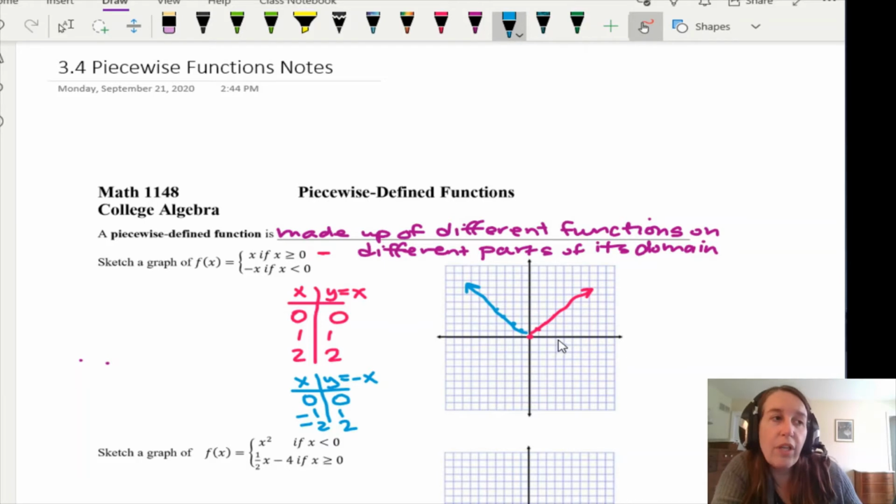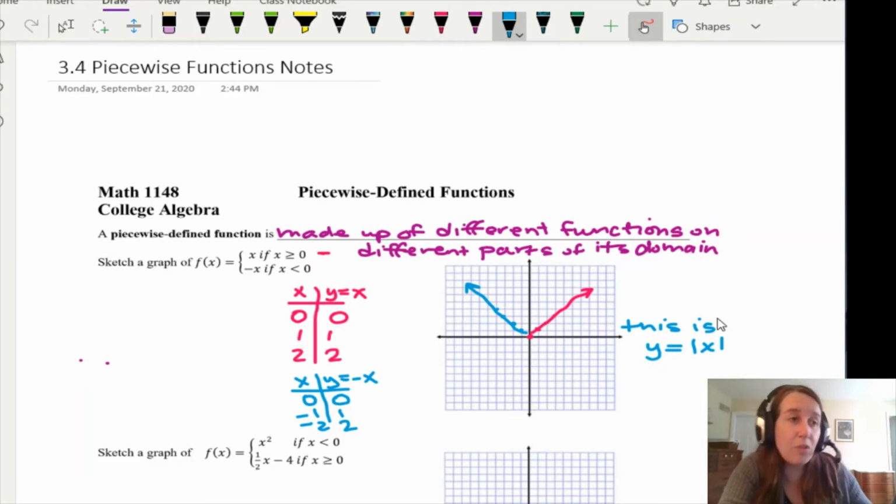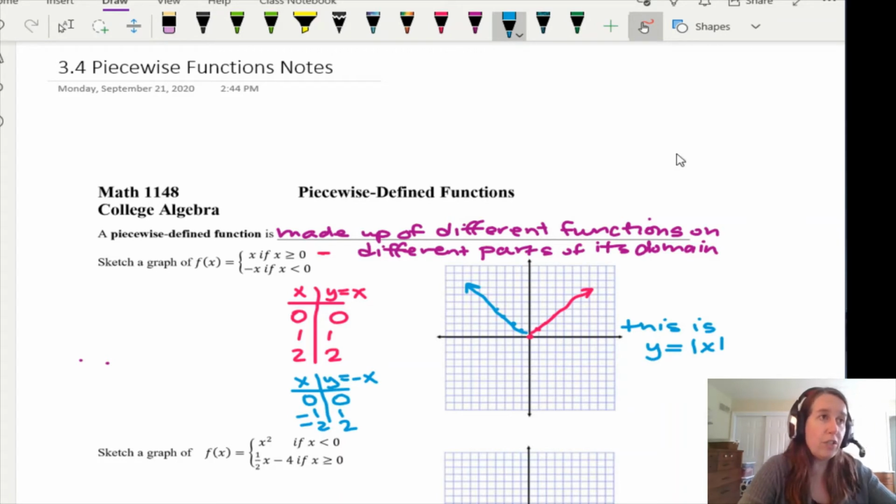So in other words, this is the absolute value graph, y equals the absolute value of x. The absolute value graph is a piecewise function. It is made up of two lines over a certain domain. All right, let's look at another.